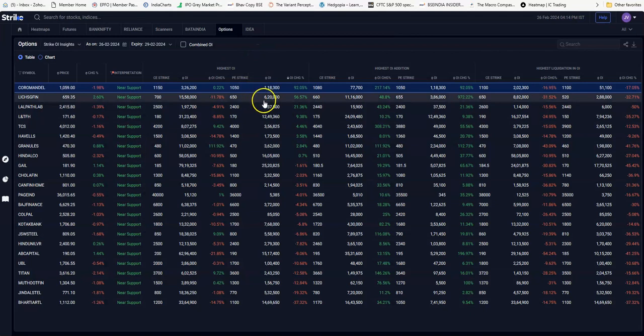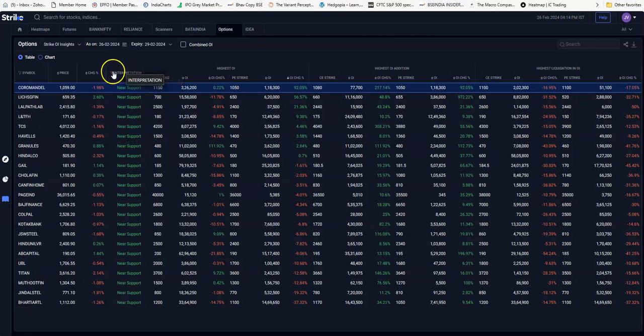Similarly, if we look at a stock like LIC Housing Finance over here as well, there is a 56% surge in the OI change today in the 650 put option. This means that the sellers of the LIC 650 put are confident that the prices won't go below that, and that is why they seem to have shorted the 650 put option.